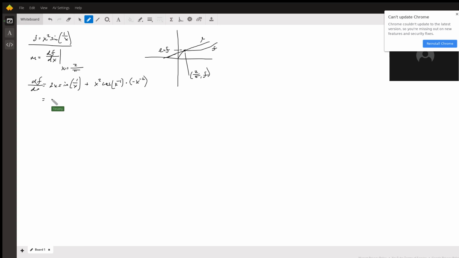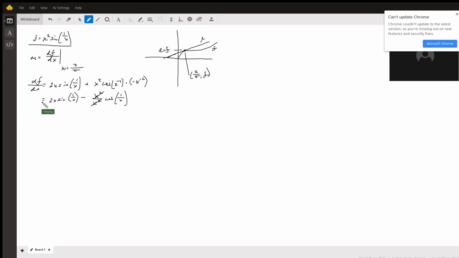which is simply going to be 2x sine of 1 over x minus x squared over x squared. This cancels, and then you just have cosine of 1 over x.